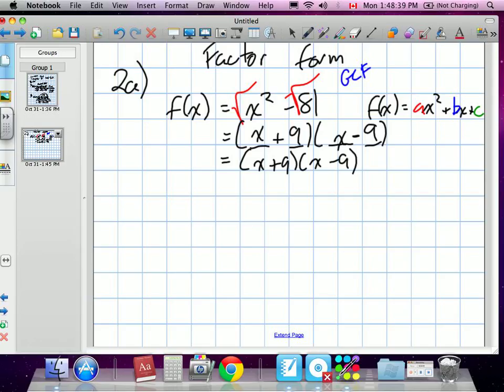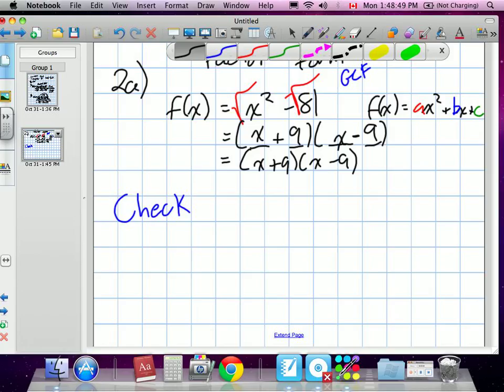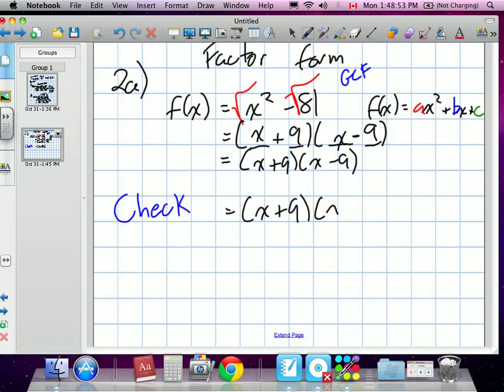The reason we do this, we'll show by checking, okay? So the reason we do this is we're going to actually FOIL the brackets to show you what happens to that middle term. This is why we only end up with 2 terms in this question. I'm going to quickly do this. X times x is x squared. X times negative 9 is negative 9x. 9 times x, 9x, and negative 81.